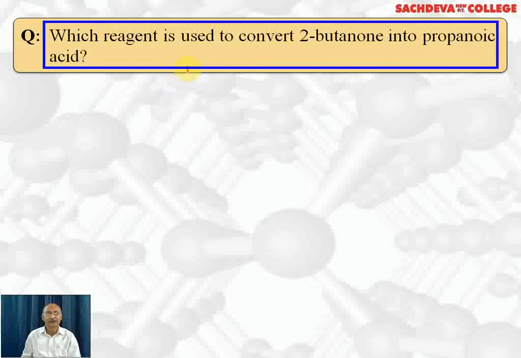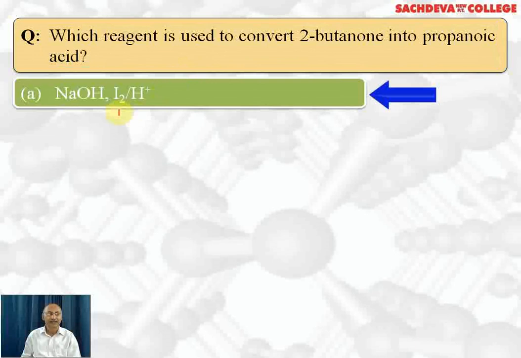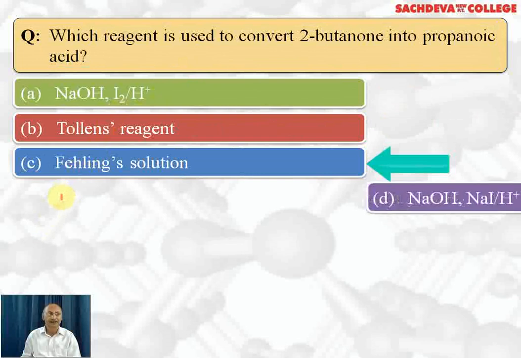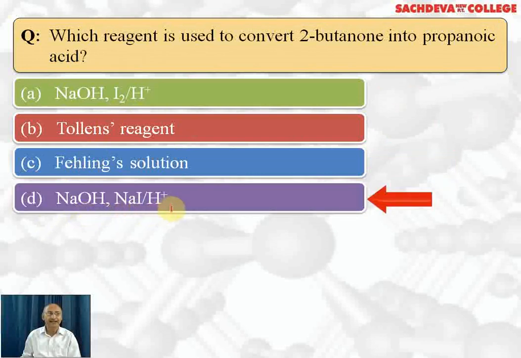Next, which reagent is used to convert 2-butanone to propanoic acid? Iodine and NaOH followed by acidification, Tollens' reagent test, Fehling solution test, NaOH, NaI and HI. Tollens' reagent will not react with ketone, Fehling solution will not react with ketone. NaOH, NaI, HI will not react with 2-butanone. NaOH and I2 will react with 2-butanone. It is methyl ketone. It will give yellow precipitate of iodoform, plus it will give sodium propanoate, which on acidification will give propanoic acid. Correct answer is A part.